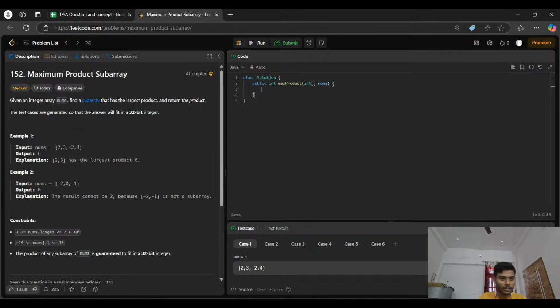This is the question you can see. Given an integer array nums, find a subarray that has the largest product, and return the product. I have to find the maximum product of a subarray. The test cases are generated so that the answer will fit in a 32-bit integer.